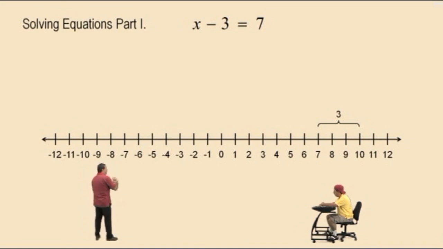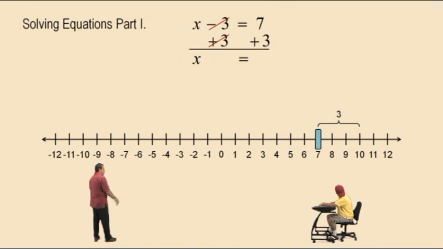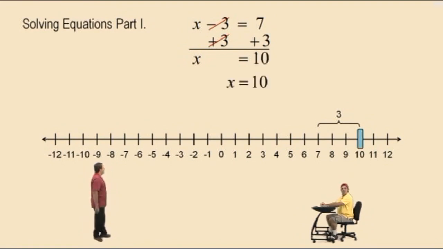Okay, Charlie, what do we do first here to get the variable isolated? Add 3 to both sides. Add 3 to both sides, that's right. So those 3's cancel out. Left-hand side, we're left with the x. Now the right-hand side, Charlie, we do 7 plus 3, which is what? 10. 10, that's right. It's exactly what you said before, right? So our answer is x equals 10.